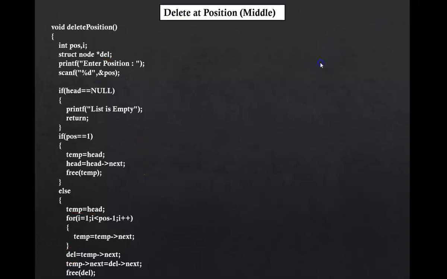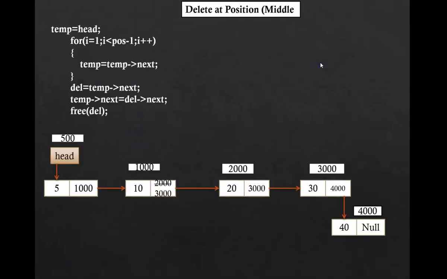So let us understand this logic with the help of an example. The linked list has 5, 10, 20, 30 and 40. Say for example, I have to delete 20. So now temp points to head. Again, I move to that particular position. Done. So at that position, my del is temp's next. This is my temp, so temp's next is node 20. So this is del.